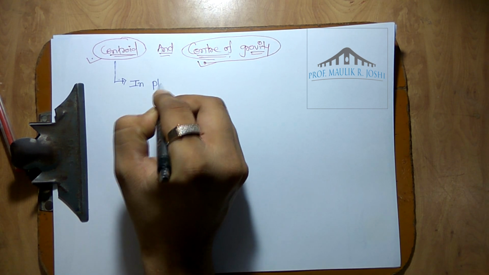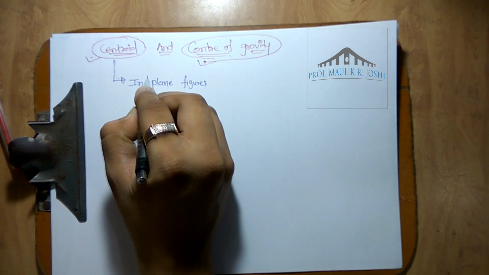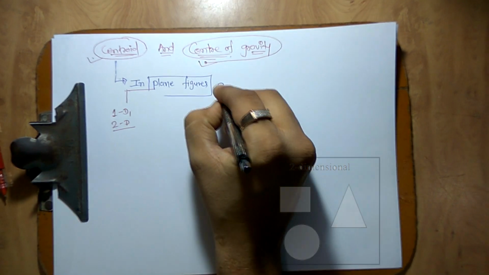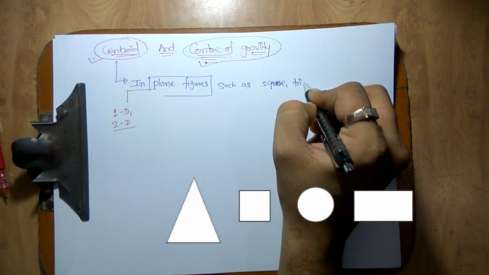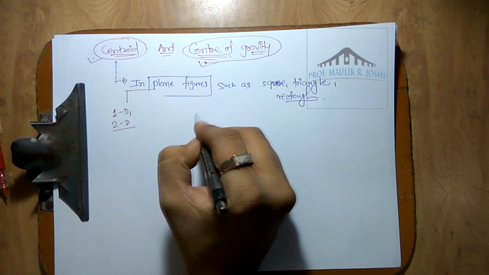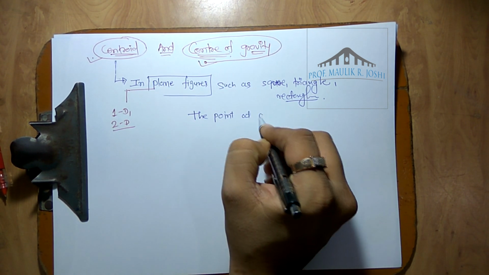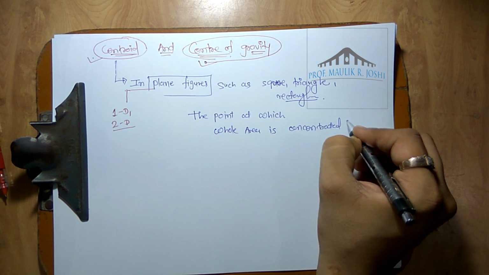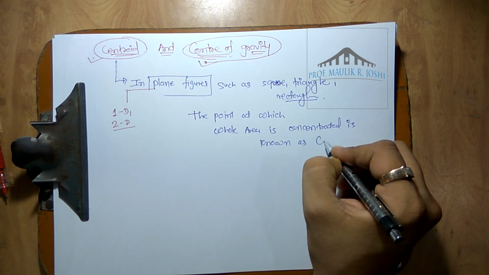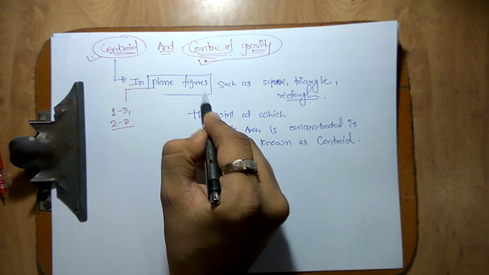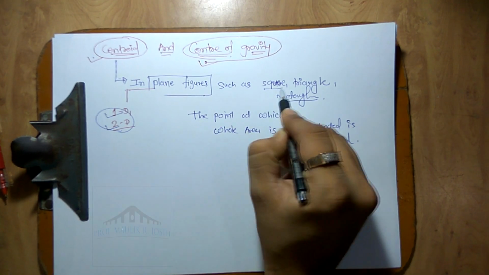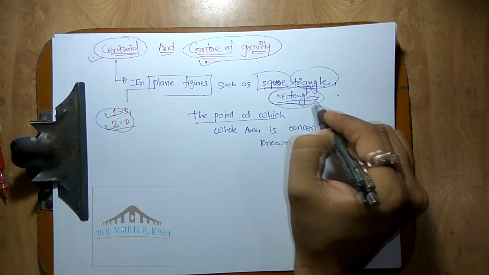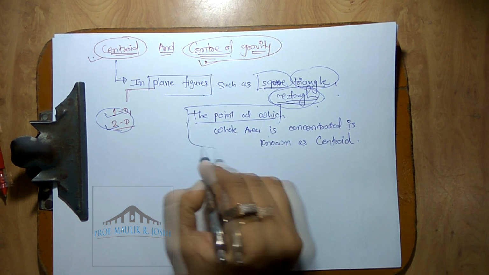In plane figures, here plane figures means one dimensional or two dimensional, such as square, triangle, and rectangle, the point at which the whole area is concentrated is known as centroid. Means in plane figures such as one dimensional or two dimensional figures like square, triangle or rectangle, there is one point at which the whole area of the square, triangle or rectangle is concentrated, which point is known as centroid.